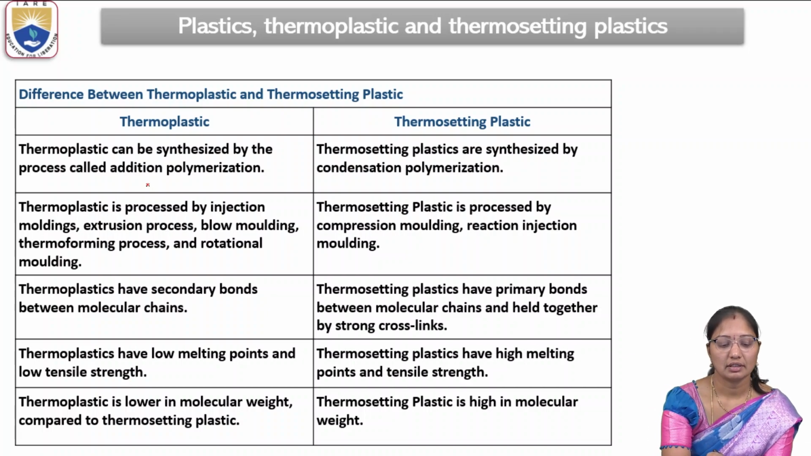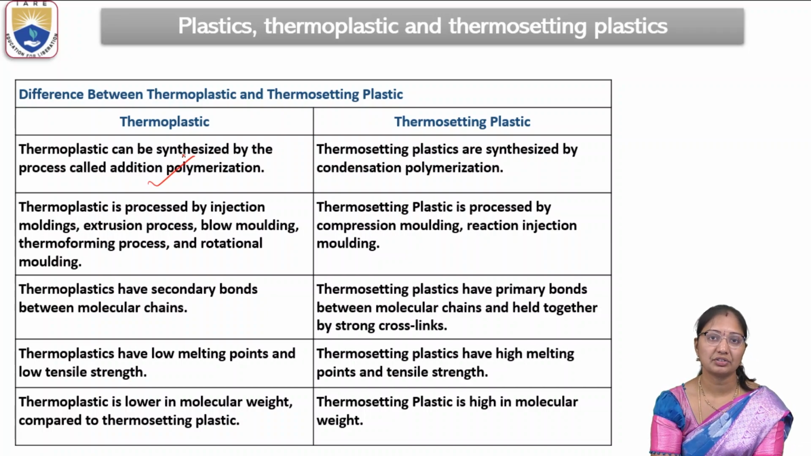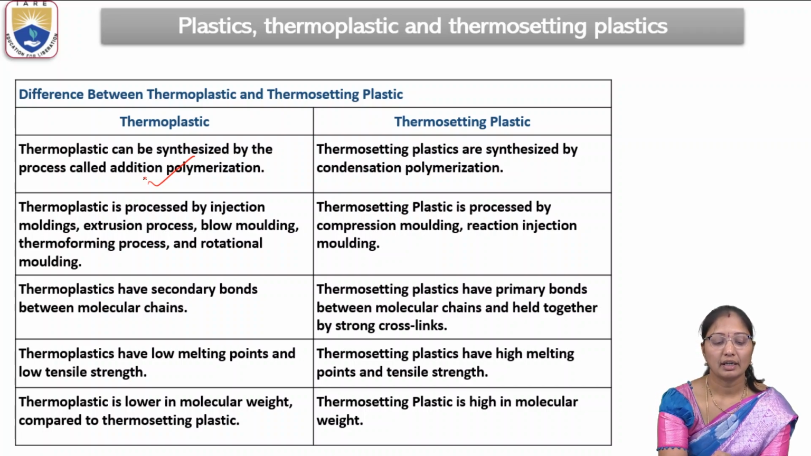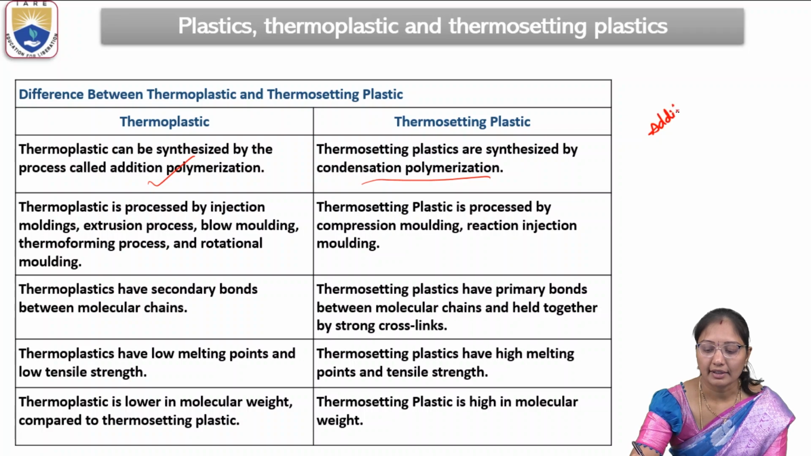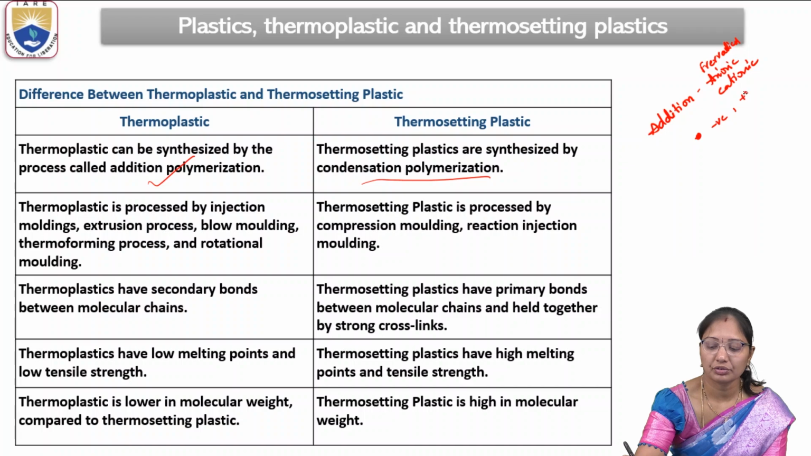Thermoplastics can be synthesized by a process called addition polymerization. Here the reaction involved is a free radical mechanism. So by addition polymerization, these thermoplastics are prepared, whereas thermosetting plastics undergo condensation polymerization. Addition means it may be anionic, free radical, anionic and cationic addition that takes place. So the active site may be a free radical, a negative charge or a positive charge.